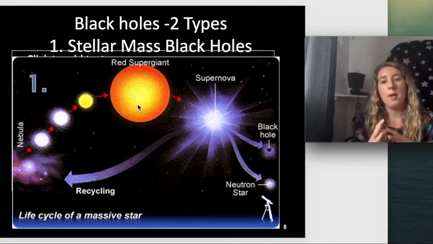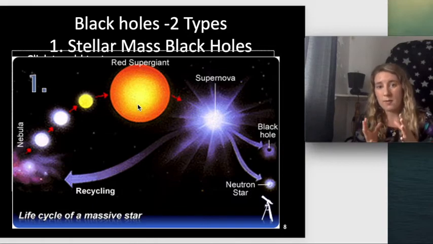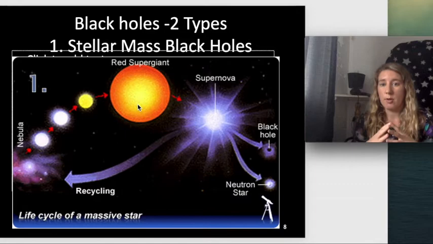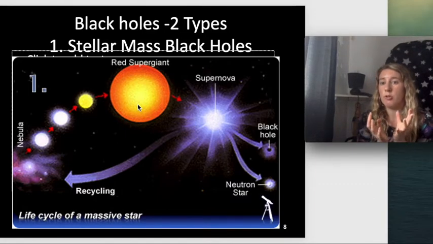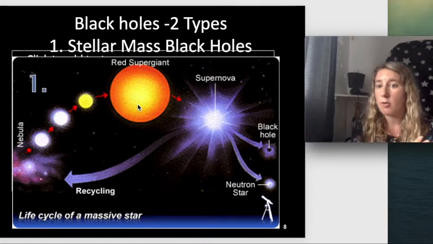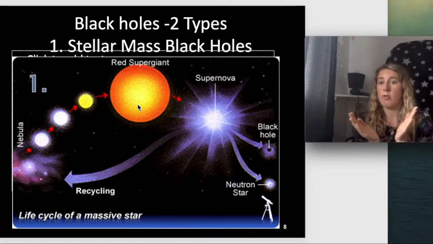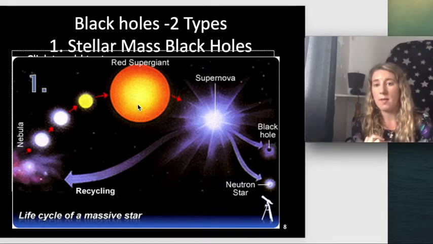So when these big supergiant stars come to the end of their lives, they throw off their outer material in a big supernova explosion, which is so bright that it is a similar brightness to all the stars in a galaxy. So these are very, very bright events.